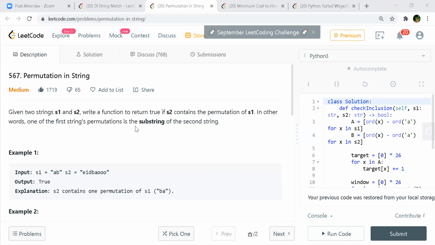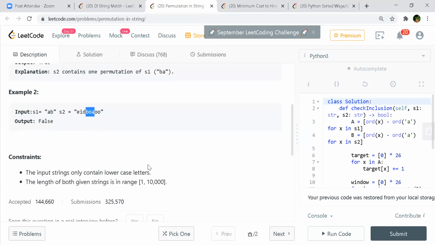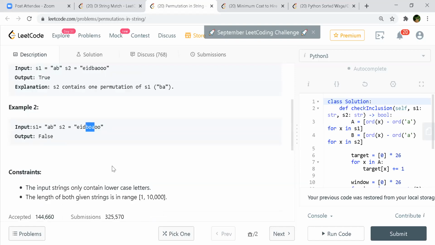So next is permutation in string. Two strings are given, S1 and S2, and we are supposed to write a function which will return true if S2, the second string, contains any permutation of the first one. Where BA is contained over here, and again you can see O is coming in between B and A, so it's false. The constraints are that it will have only lowercase letters, and the length of both strings is 1 to 10k.